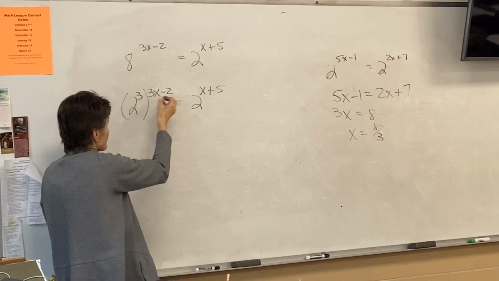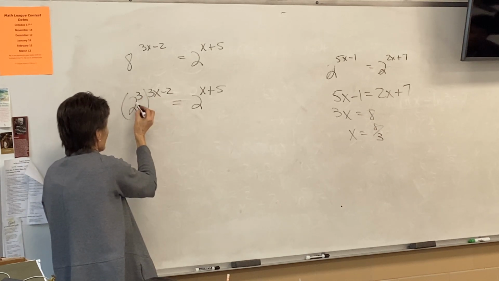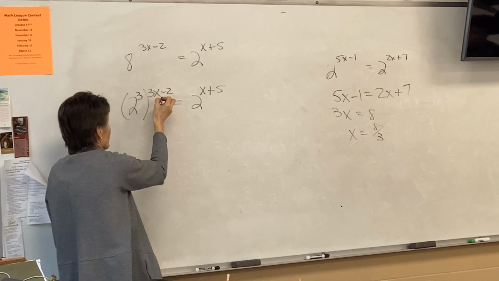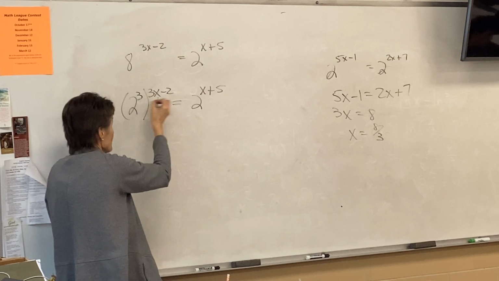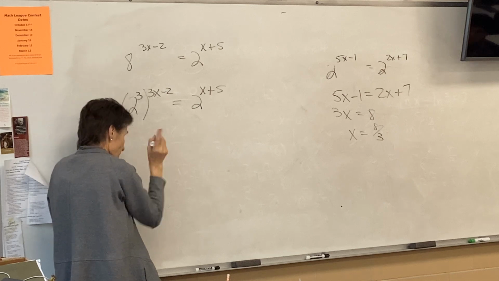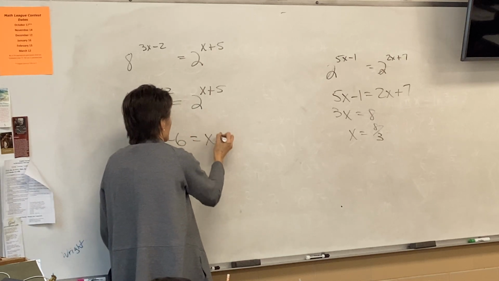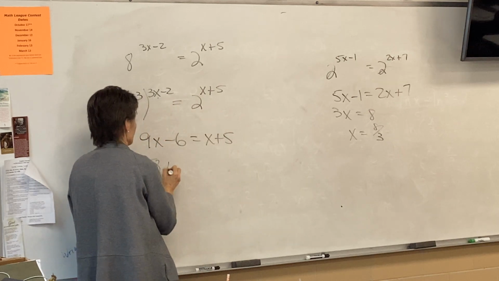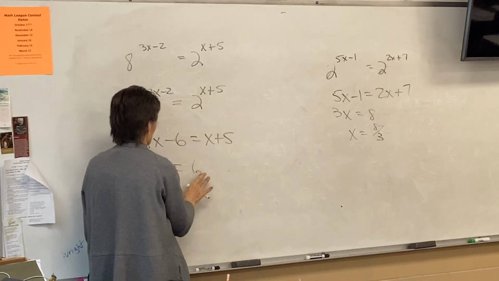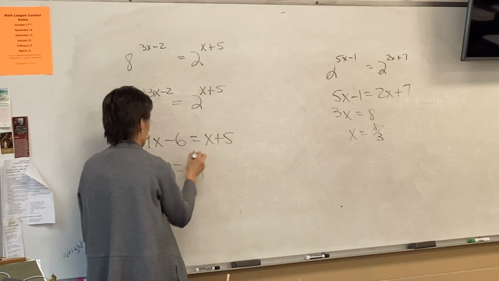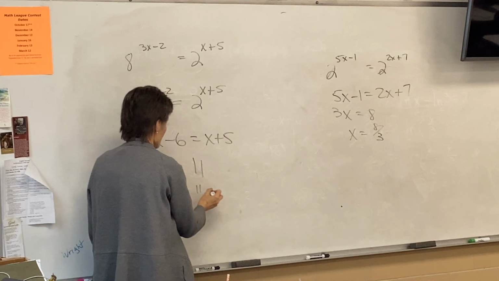Now what happens with these? This is a double exponent. We have the cube, and then we have the original 2x minus 2. What do we do with those? Distribute them, multiply them. Yep, so 9x minus 6 is x plus 5. Did you get 11/8?